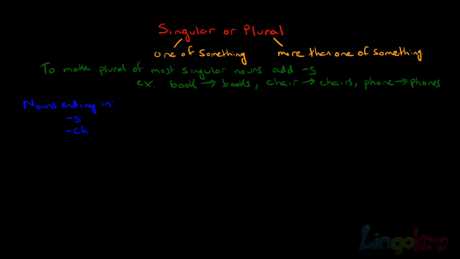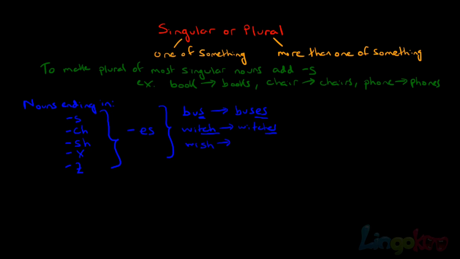Now, if the noun ends in an S already, or a CH, or an SH, or an X, or a Z, then we're going to make it plural by adding ES. So bus becomes buses, witch becomes witches, wish becomes wishes, box becomes boxes, and quiz, which ends in Z, becomes quizzes by adding ES. So we're going from a singular to a plural.